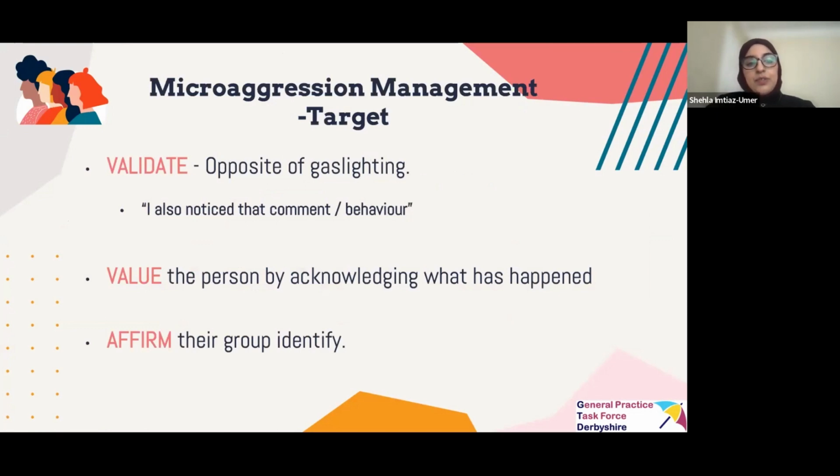So I'll go through what can be done in the situation that you're witnessing a microaggression. For the target of that microaggression, what you're trying to do is validate their experience. So if you witness it, it's saying things like, "I also noticed that comment and behaviour," and it's the opposite of gaslighting.